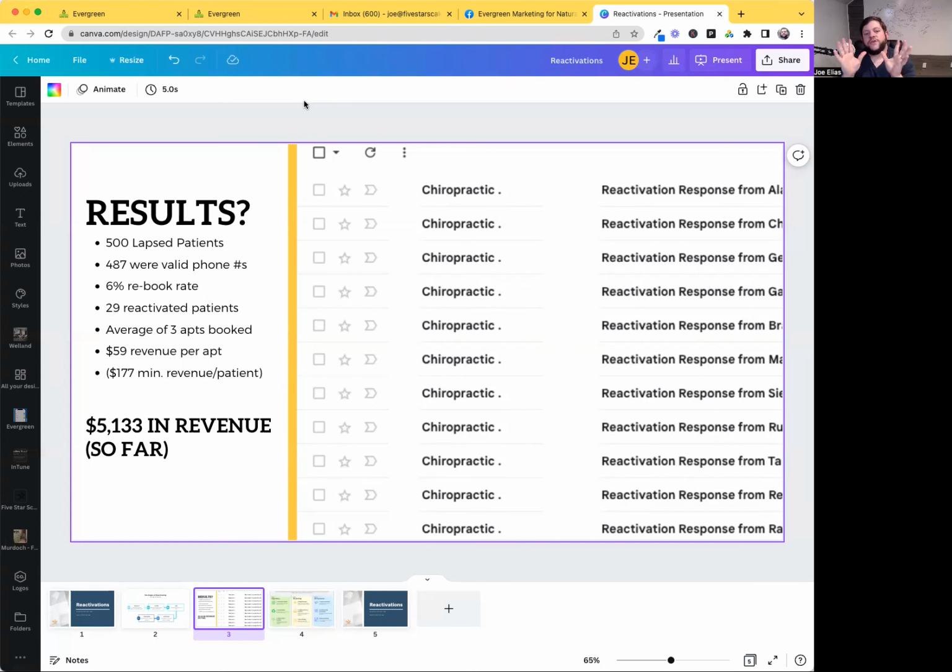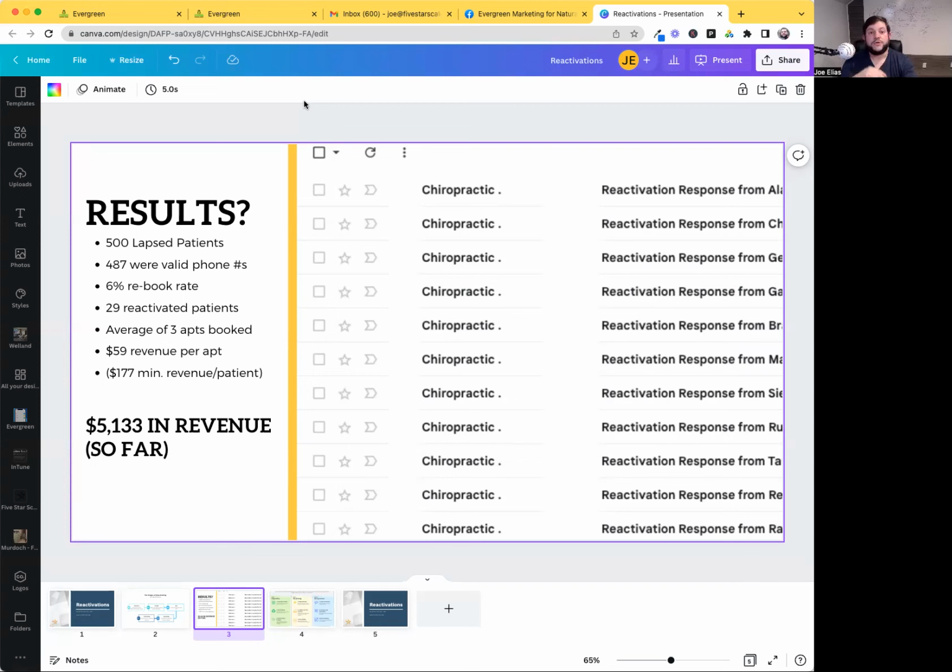Of the 500 that we sent out, we had a 6% immediate rebook rate. We asked one question one time, and 6% of that 500 said, yeah, I'd love to do that. So we got 29 folks back on the schedule right away. When they came in, an average of 3 appointments were booked per person. Obviously, those are going to change. Some of them are going to stay forever, but with the time frame I'm working with right now, I've only seen an average of 3 appointments, but that'll continue to grow.